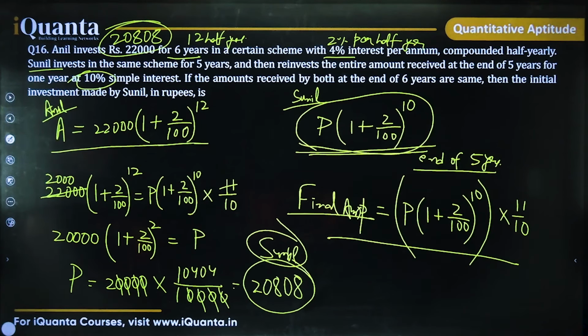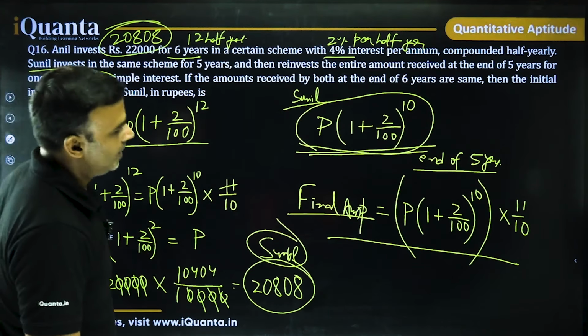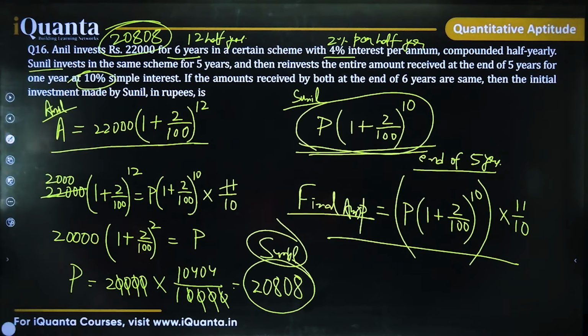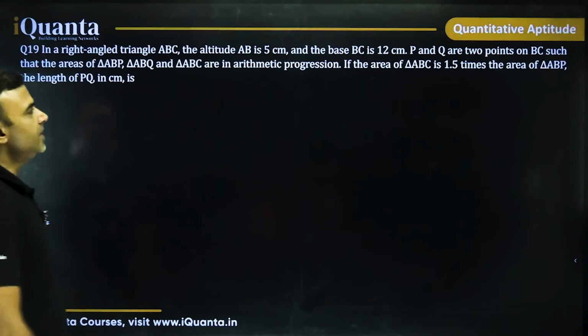So nothing to worry. There's no great calculation. It's just that you had to be a little careful. And yeah, just complete the process, right? So the answer is 20,808. This one is an easy question.